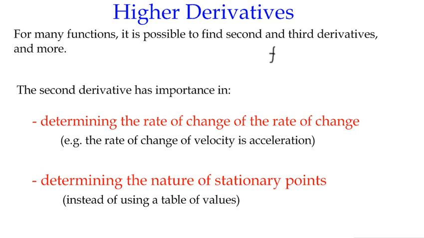So if we have a function f of x, the first derivative would be regarded as f dash or f prime x, and the second derivative would be f double prime x or f double dash x, second derivative. And that's the derivative of our first derivative. And why would you want to know that? What information does it give us?